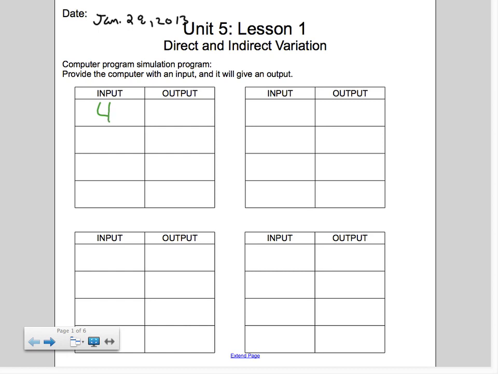So the input is 4, the output is 11. Okay, take these notes down too. Pick up paper, write down these notes. Just draw a table. You don't have to actually draw a table, just have the 2 columns.